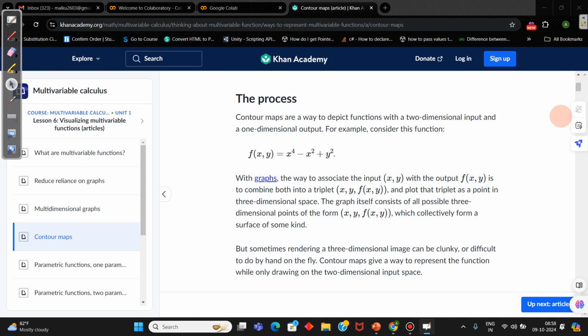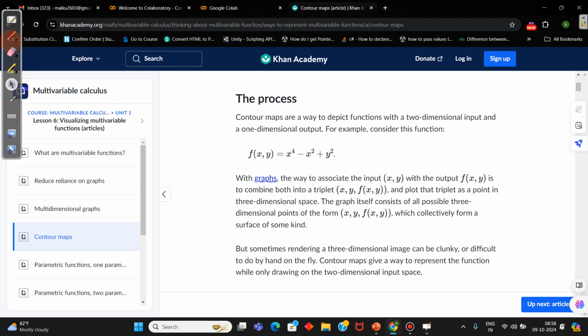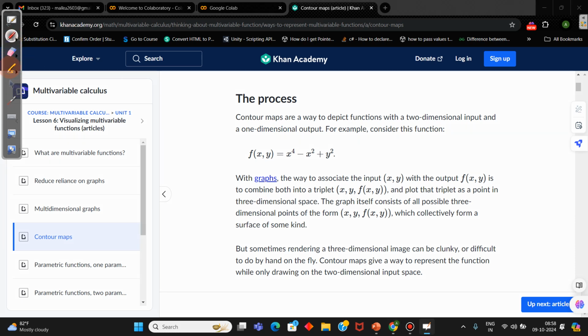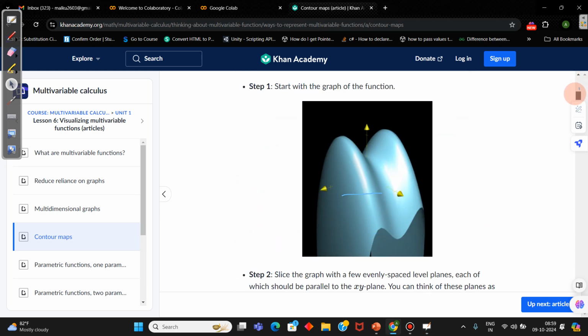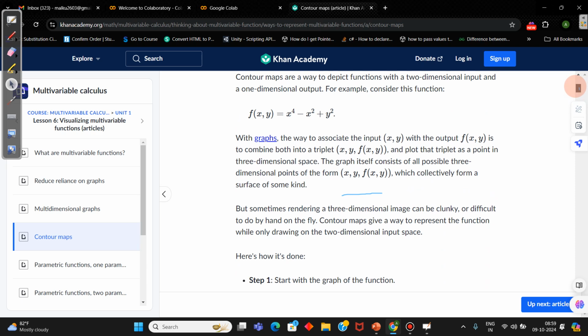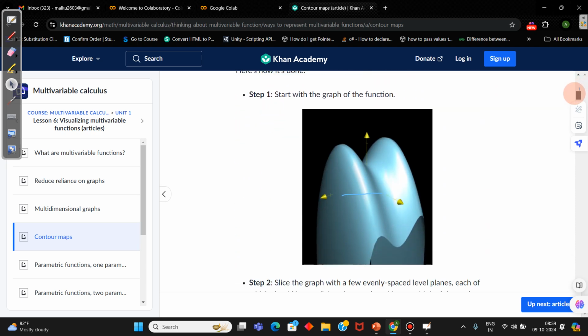So yes, we were looking at the graph here. It is written that we want to plot x, y, and f of x comma y separately. So let us see how we can do that. The x raised to power 4 minus x square plus y square makes this kind of graph in 3D space.